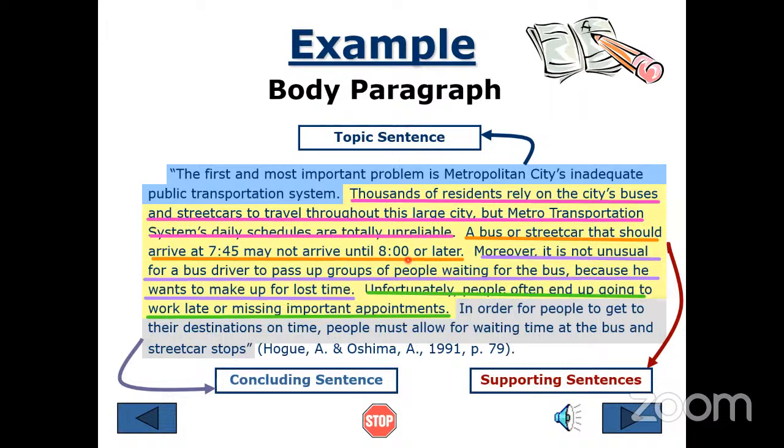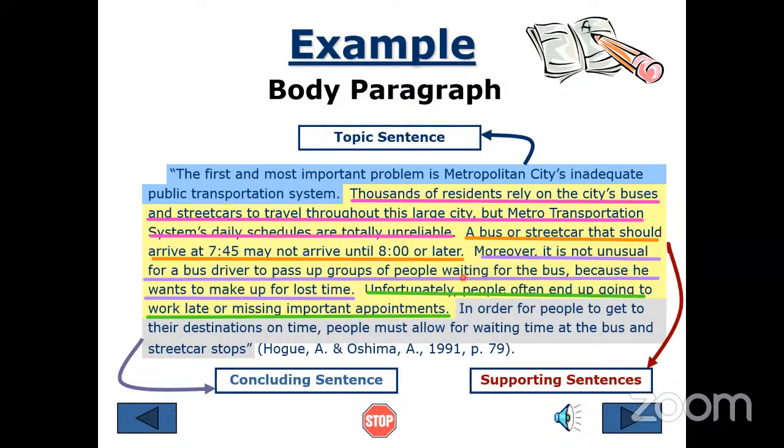And then we have, moreover, it is not unusual for a bus driver to pass up groups of people waiting for the bus because he wants to make up for lost time. Unfortunately, people often end up going to work late or missing important appointments. So there you have the other supporting idea, but we're finishing with a fact, because not everybody arrives at their job early or on time.